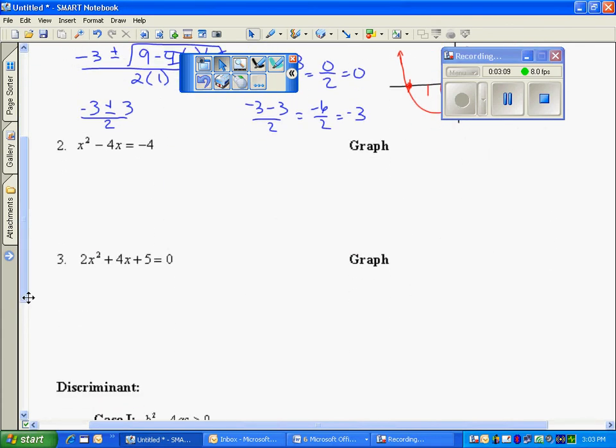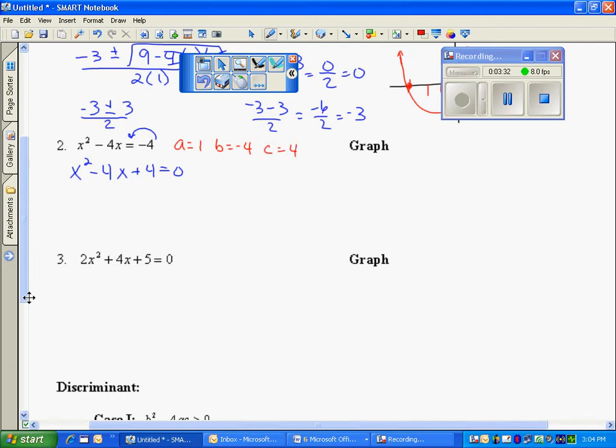Let's try another one. Before I can identify a, b, and c, I have to have my quadratic in standard form. In other words, I have to have it equal to 0. Identifying a, in this case a is 1, b is negative 4, and c is 4.